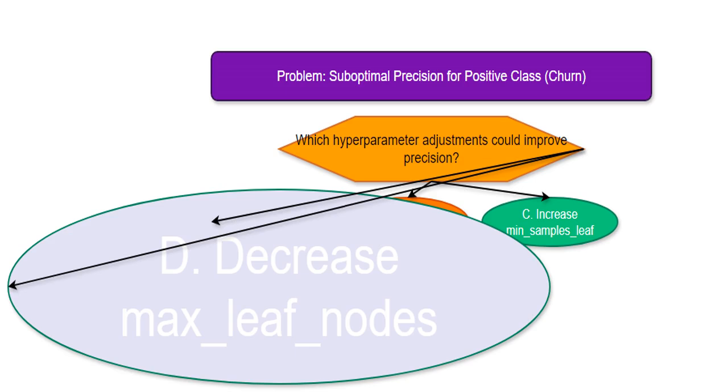Decreasing max_leaf_nodes directly limits the complexity of your decision tree. Fewer leaf nodes mean a simpler model. Just like with min_samples_leaf, this approach reduces overfitting. A simpler model has fewer opportunities to make mistakes and is less prone to labeling non-churning customers as churners, which improves precision. It's all about creating a balanced model that accurately predicts churn without excessive errors.